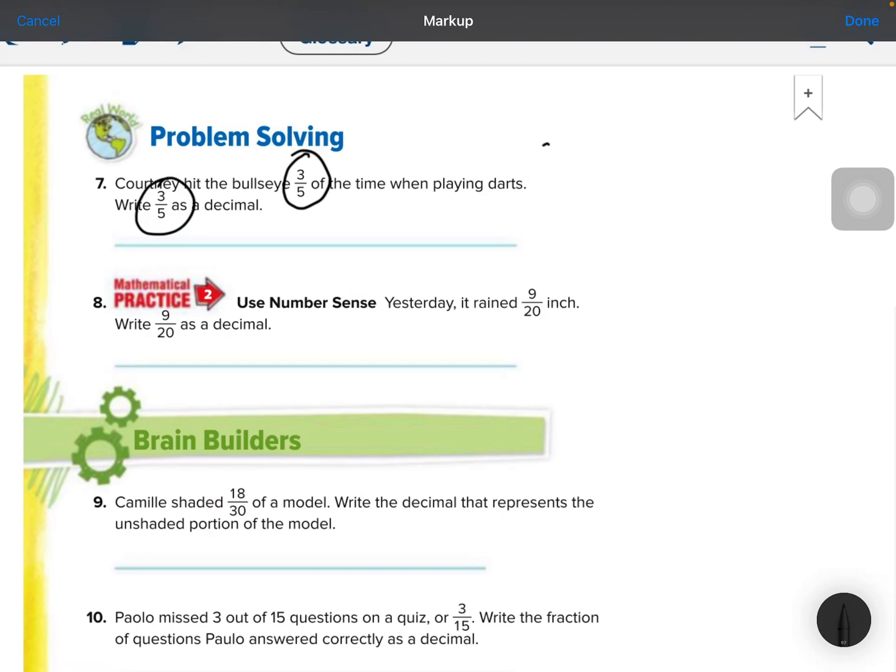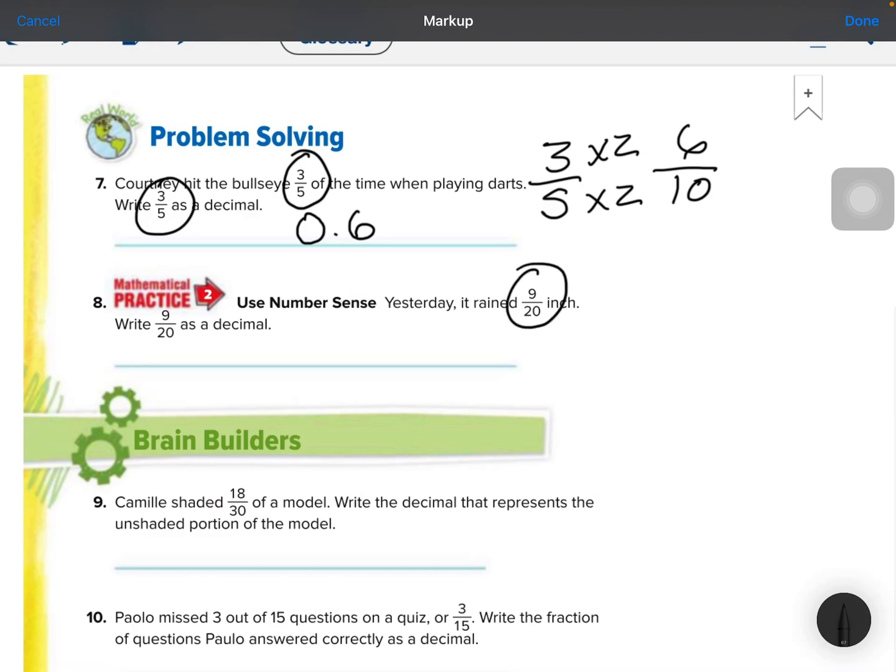Courtney hit the bullseye 3/5 of the time playing darts. Write 3/5 as a decimal. Well, we can convert 5 to a tenth or a hundredth, but it'd be a little easier to do it to a tenth. So there are 2 5s in 10. So we multiply the top number by 2. 3 times 2 is 6. 6 is going to go in the tenths position. There's our whole number position, and 6 is in the tenths position.